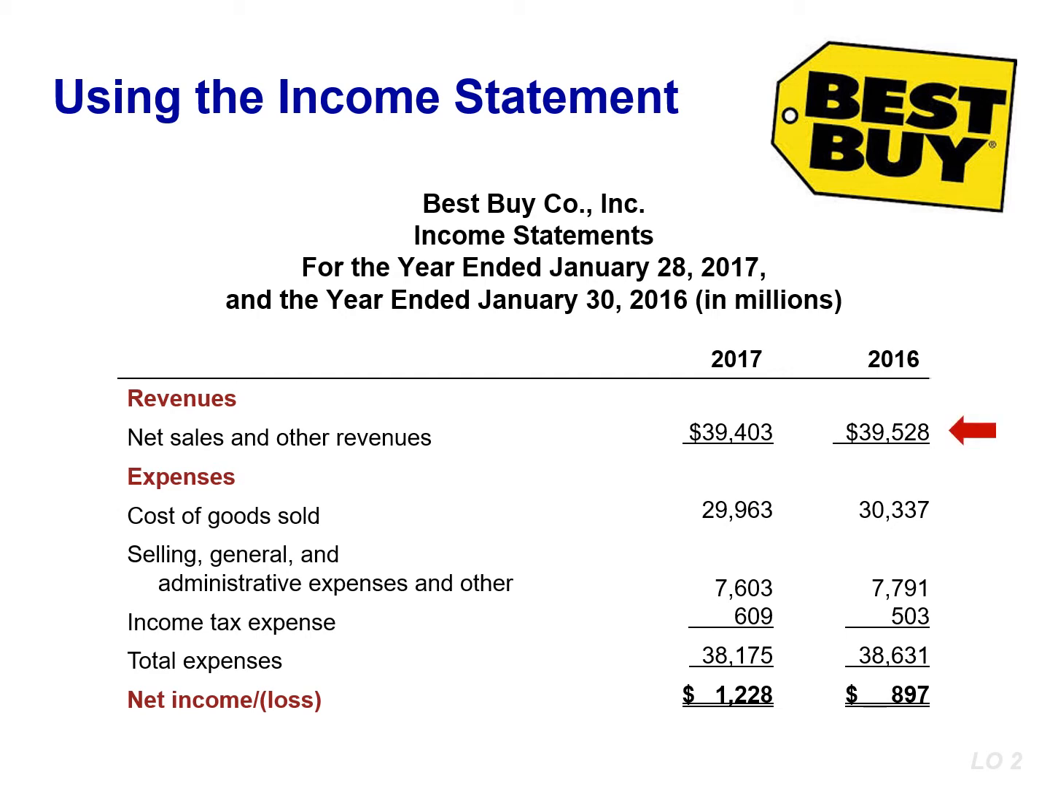Best Buy sales have decreased from 2016 to 2017, but net income increased during this period. Net income increased from $897 million to over $1.2 million. Despite the company's revenue decline, net income increased due to a significant decrease in expenses.